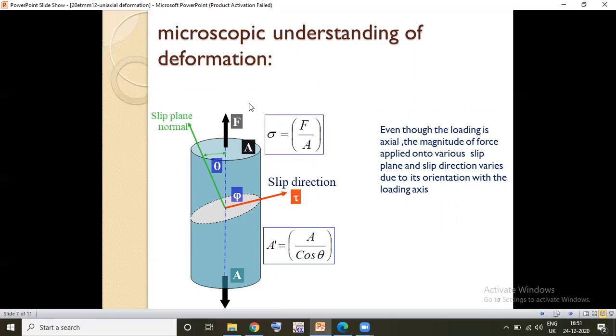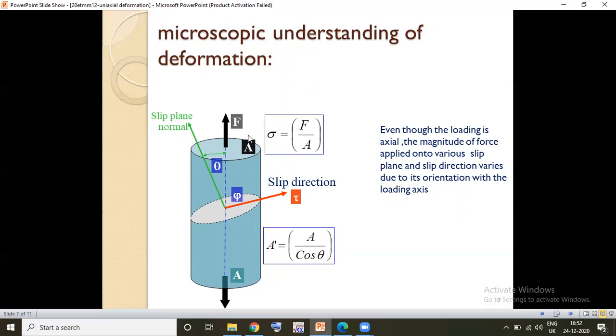So we know that the force is uniaxial, but even though we have the axial force, it will not have the same effect on every plane, because the slip planes and the directions in those slip planes are the close-packed planes where the dislocation propagates. These slip planes and directions are oriented at a certain angle with the uniaxial force. So the magnitude of the force varies with respect to the slip direction and the plane.